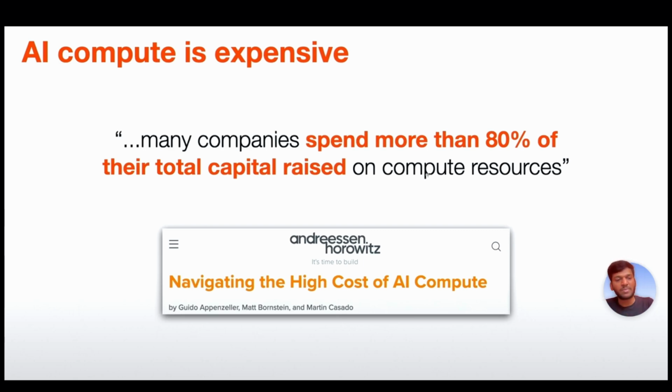The other main problem here is that AI compute is so expensive that companies need to spend over 80% of their investments or revenues on AI compute alone. This is how much cost is involved in these AI companies. We can also see how we can reduce the overall cost spent on these clouds for AI infra.